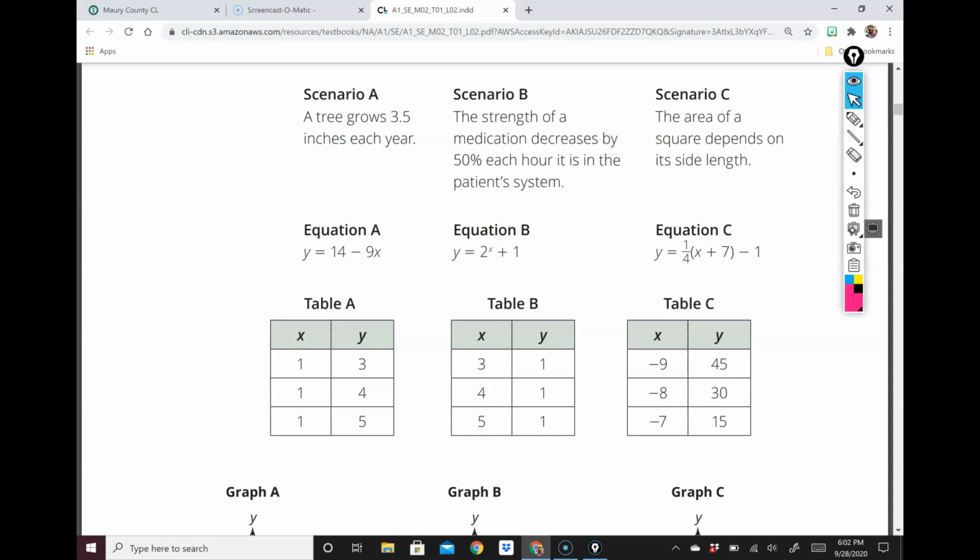Scenario A. A tree grows 3.5 inches per year. So each year, that tree is growing 3.5 inches. This is linear. We can see that my slope is 3.5. Scenario B. The strength of a medication decreases by 50% each hour it is in the patient's system. Well, we had a similar problem like this when we were talking about exponential growth and exponential decay. This is nonlinear.